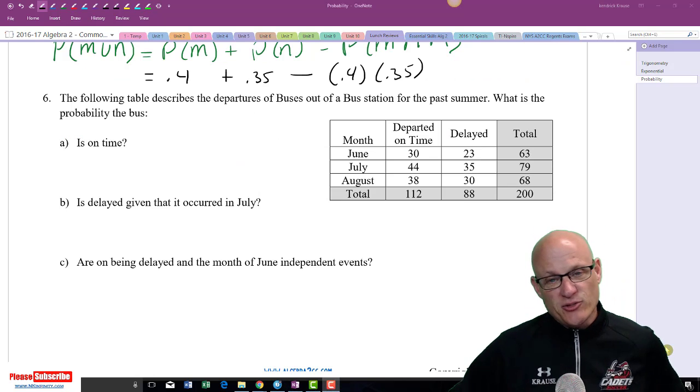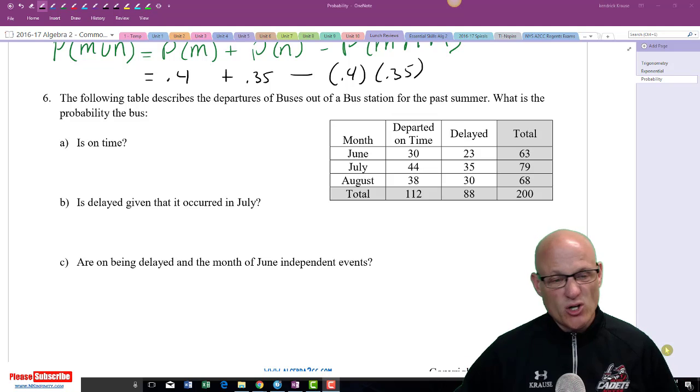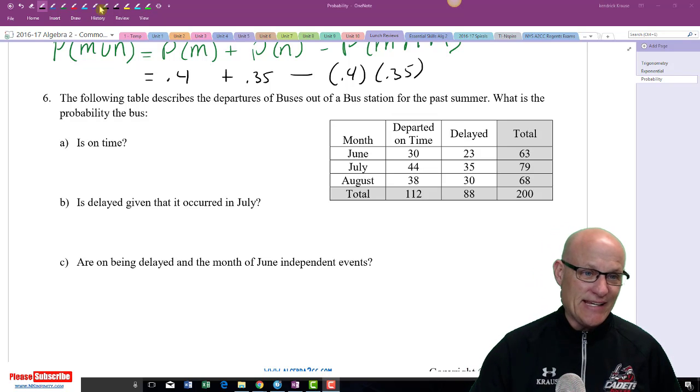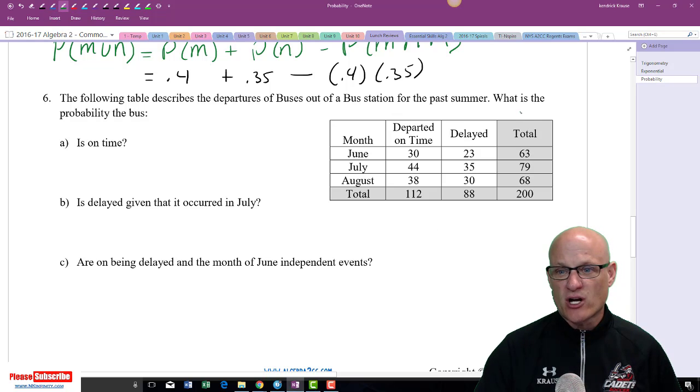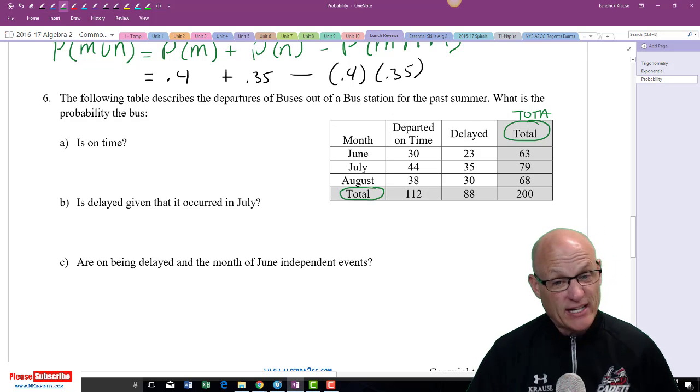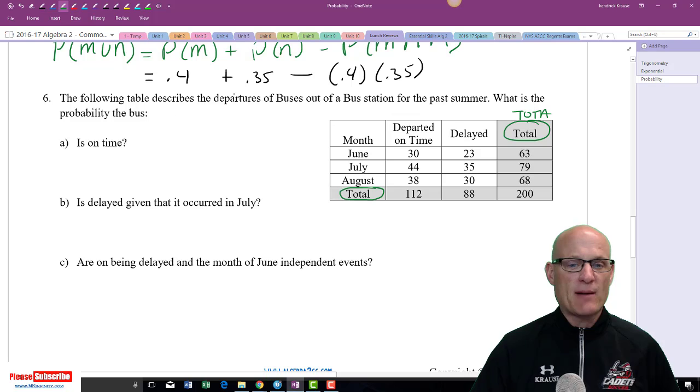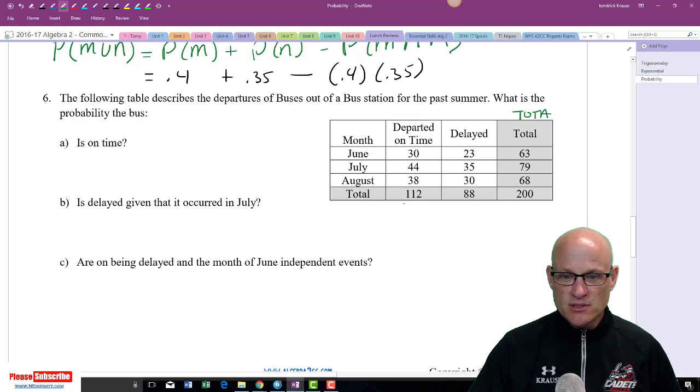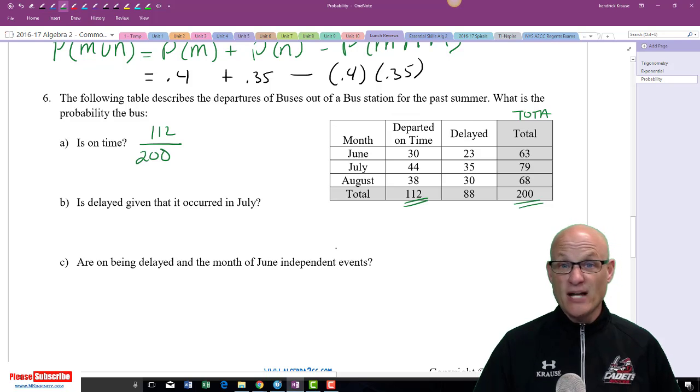Man, do I love these two-way tables. They are so simple. They're nice and easy, like free points, if you remember a few things. First of all, if the totals aren't here, you got to come up with a total. So in this case, I gave you the totals because I didn't want to waste your time. But if I don't give you the totals, you got to come up with them. So what is the probability of on time? Well, how many are on time? 112 out of 200. That's it. Done. Man, that was simple.